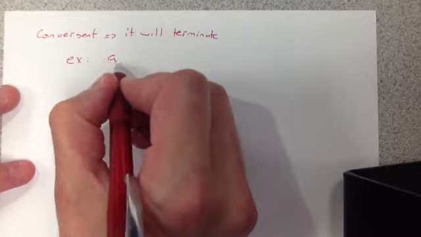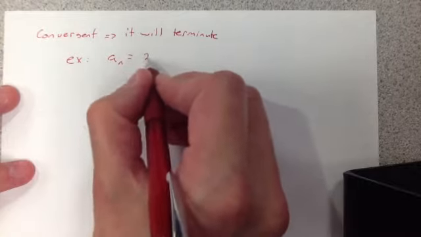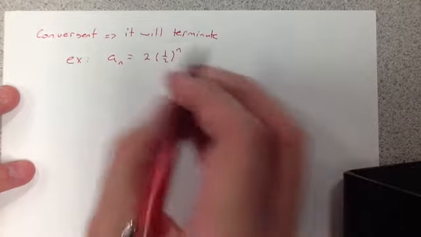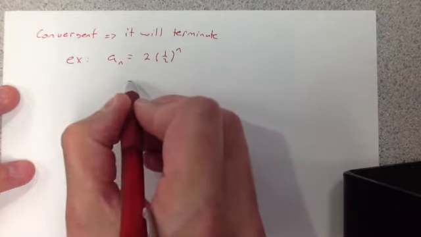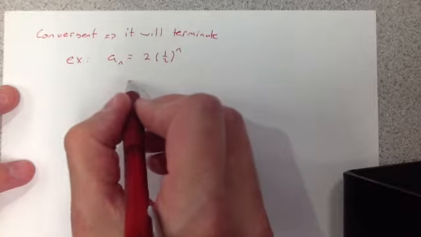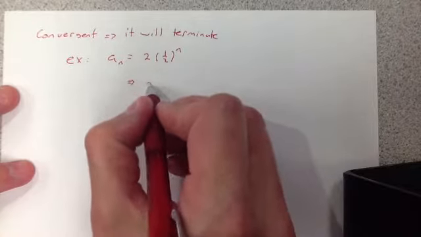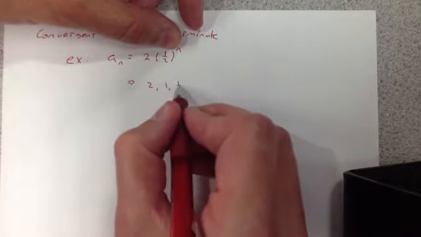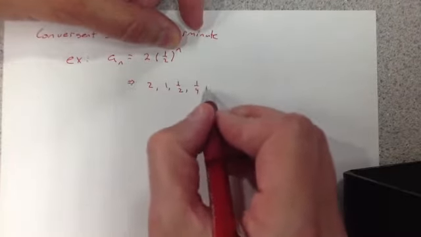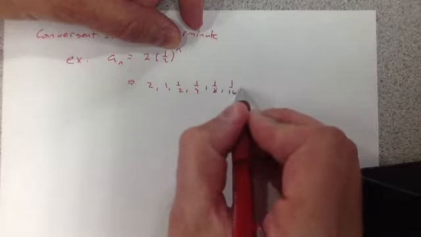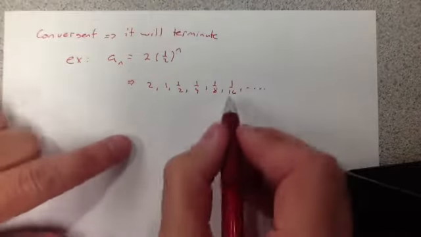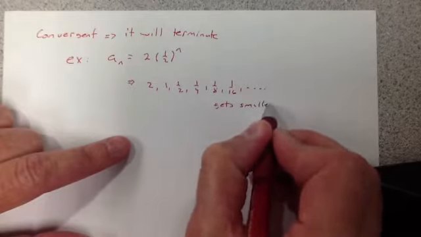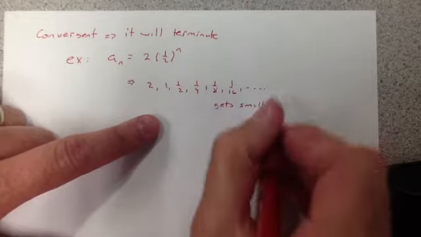If I look at geometric, it's something like 2, and if my r is 1/2 to the n. If we list out the terms, we would get 2. Plug in the 0 there. Plug in the 1, 1/2, 1/4, 1/8, 1/16, and so on and so forth. In other words, it's getting smaller and smaller and smaller.